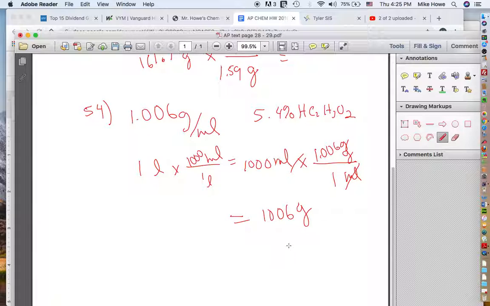But only 5.4% of that is actually acetic acid. So we want to know how many grams there are, so you take 5.4% of 1,006. So 0.054 times 1,006 grams, and I'll let you take it from there.